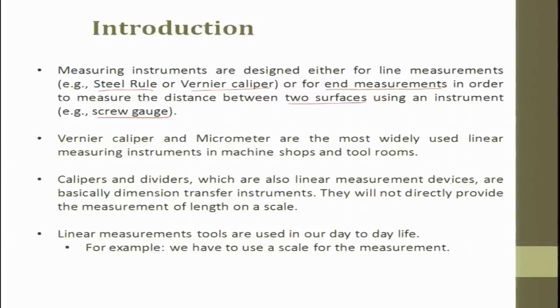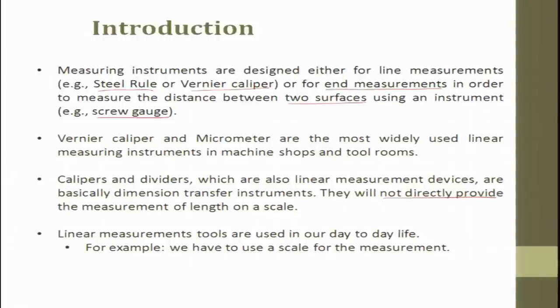The same with dividers, which are also linear measurement devices, basically dimension transfer instruments. They will not directly provide the measurement of length on a scale. You just push it inside, try it, note down the diameter, pull it out, take it to a scale, and measure it. The linear measurement tools used in our day-to-day life are many.